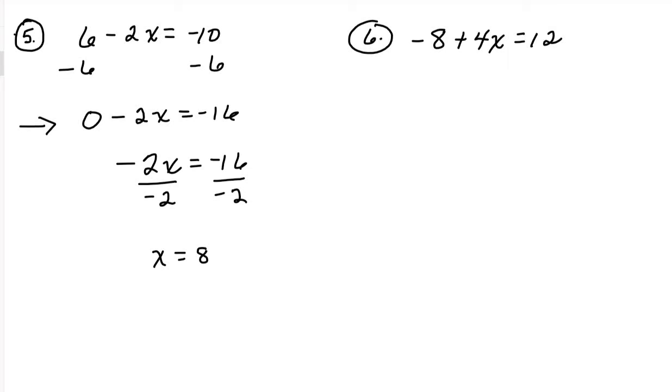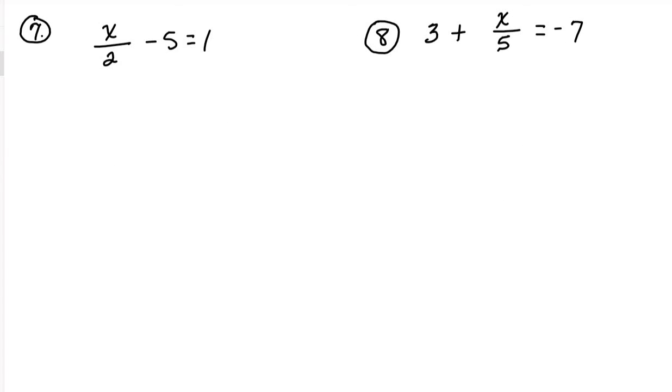On problem 6, we want to get rid of the negative 8 first, so we add 8 to both sides of the equation. Those cancel, so 4x equals 20. Divide both sides by 4, and x equals 5.